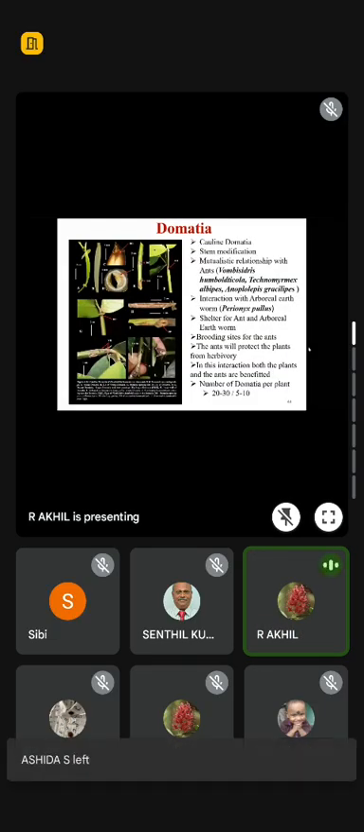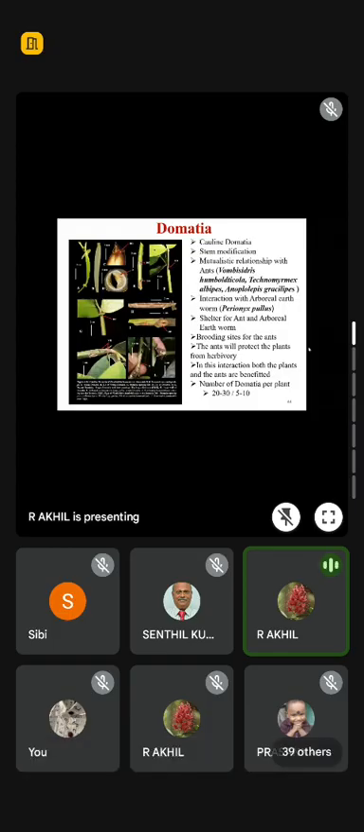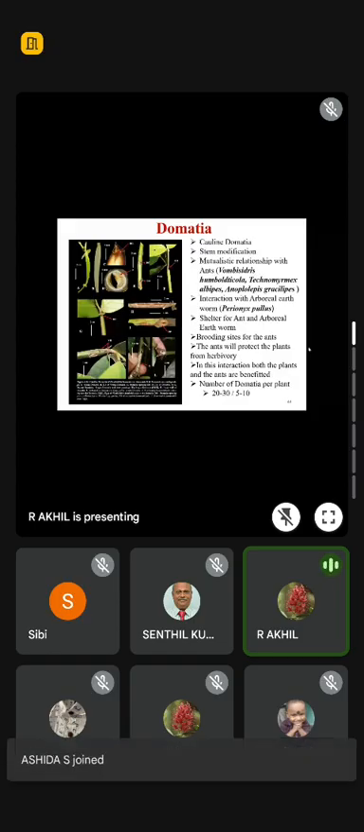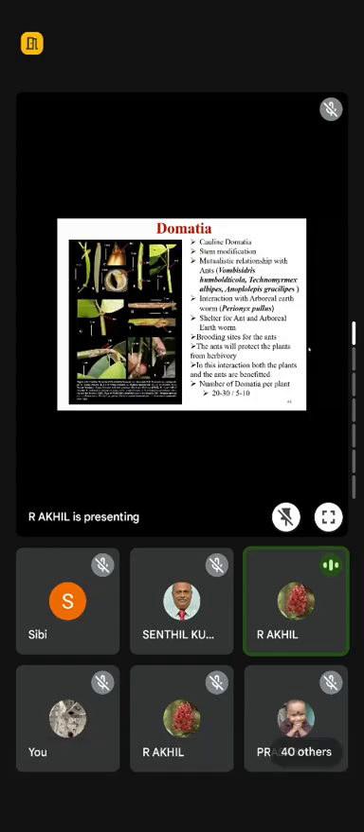This domatia actually acts as the shelter for ants and arboreal earthworms. Sometimes these two organisms are present in a single domatia, but at that time there is a partition. We can see their brooding sites in the form of a septa. Then the ants will protect the plant from herbivory, and in this interaction, both plants and ants are benefiting.